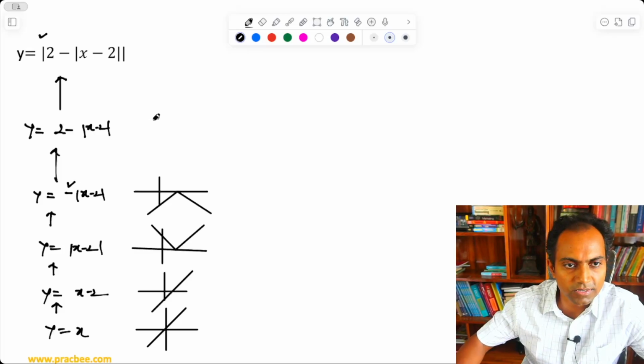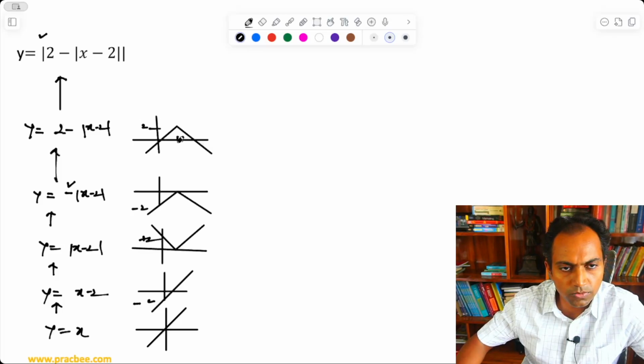Once you have done this, now you will add 2 to it, and the whole of this system will shift above. You can see, you have to understand, this was at -2. When you took a mod, this became +2. Then again it became -2, and now if you are adding 2, this will be 0 here. This point was 0, this will become 2. This is also +2, this will become 4. So you can understand how it looks.